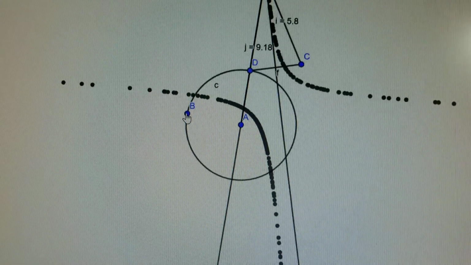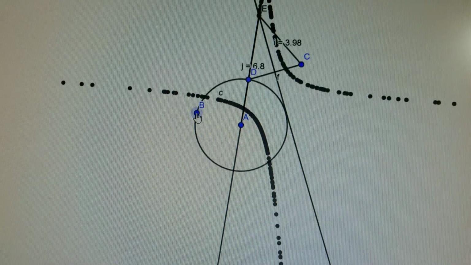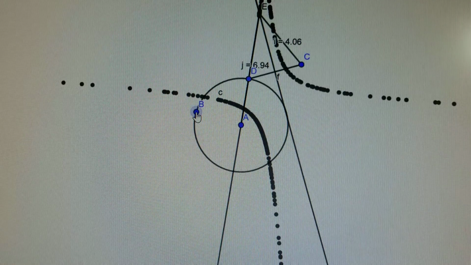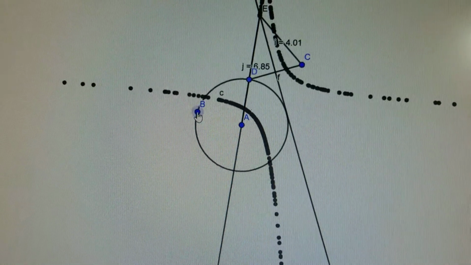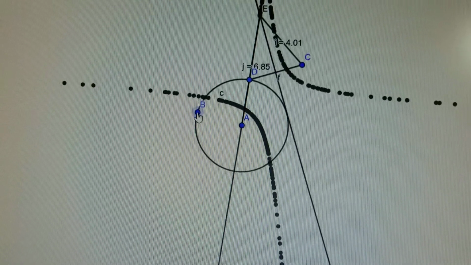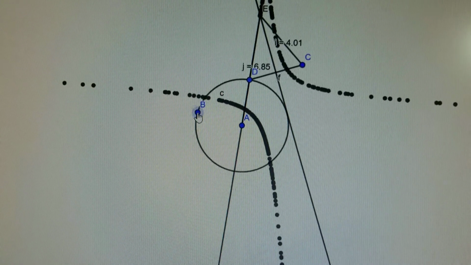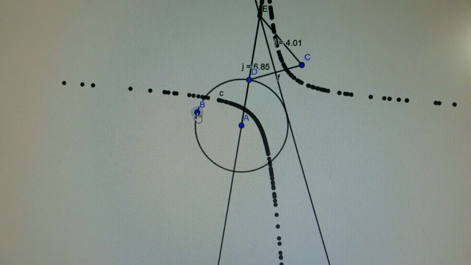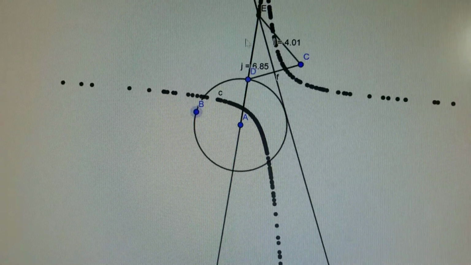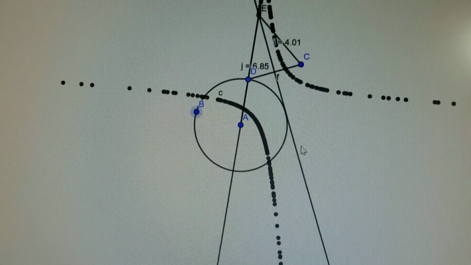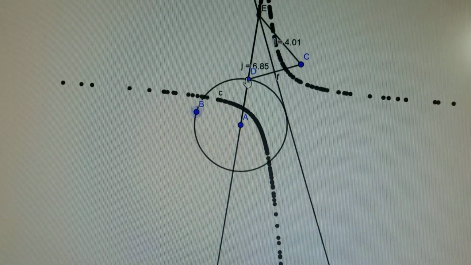When I subtract these two numbers, let me see if I can find a better number for these, 9.18 and 5.8, by moving that circle. Well, come on, man, make it 4, please. Okay, assume it's 4. The difference between these two is 2.86. Remember, 2.86.